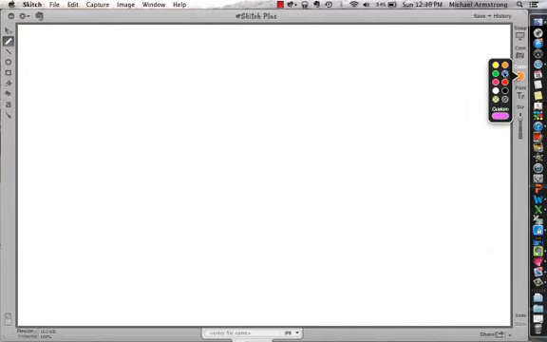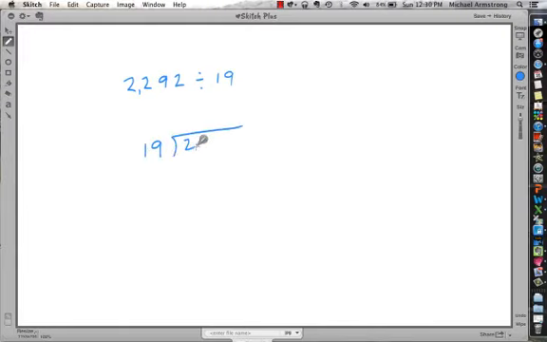Let's do 1 or 2 more, just so you can kind of get the idea of what's happening. Sometimes they write it differently. They might write it like this: 2,292 divided by 19. And you want to rewrite that as 19 goes into 2,292. And then you have to estimate. I want you to estimate every time. Kind of round that up to 20. And what does 20 go into?